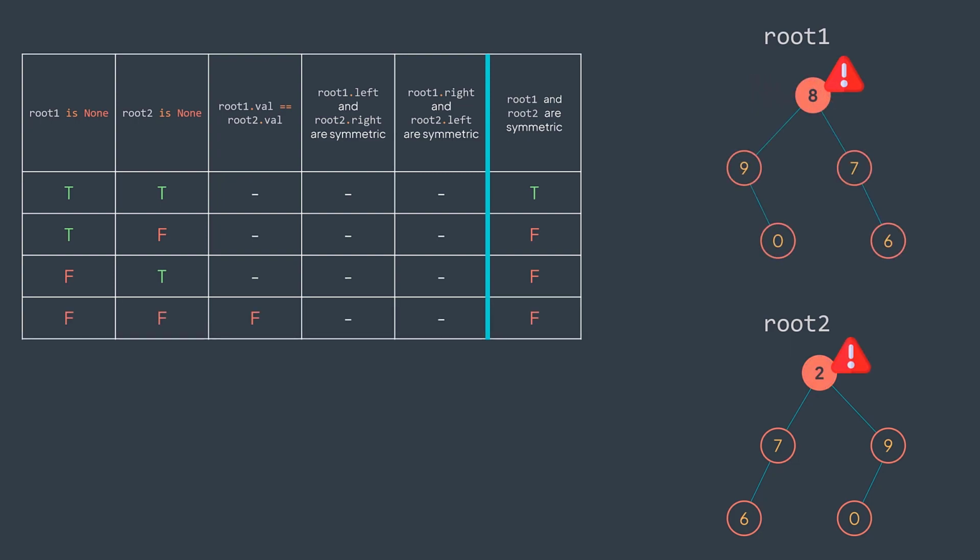Third case, both trees exist but their roots don't have the same value. Here also, they're not symmetric, because in symmetric trees, the roots must have the same value, because when we reverse a tree, the root position doesn't change. And last case, both trees exist and they have the same root value. In this case, we still can't say that they're symmetric, because, okay, the roots have the same value, but we still need to check their subtrees. Having the same root value is not enough to say that they're symmetric.